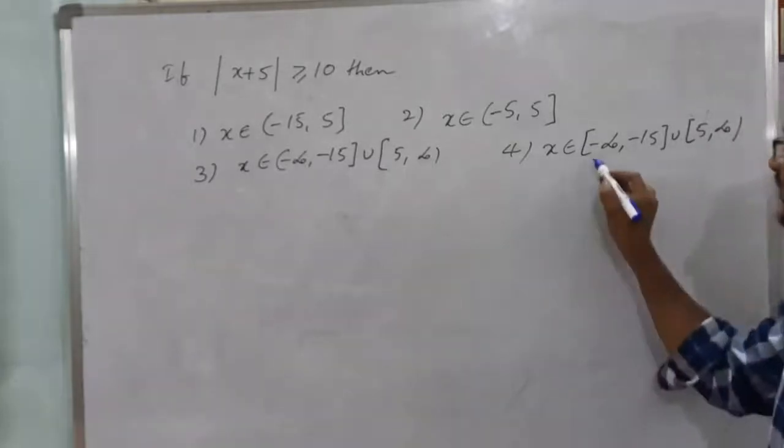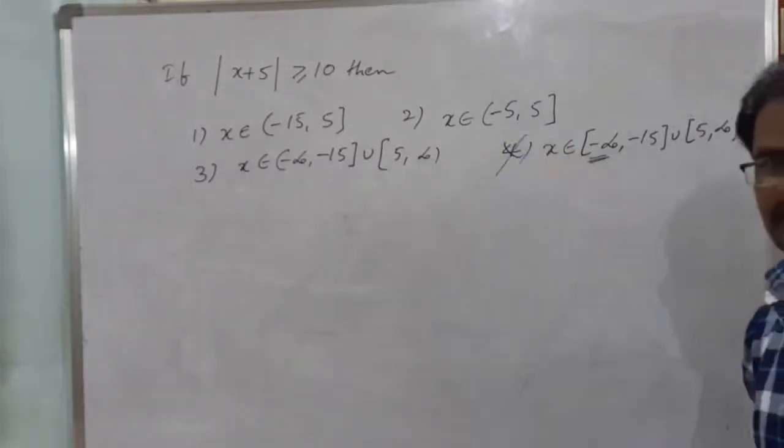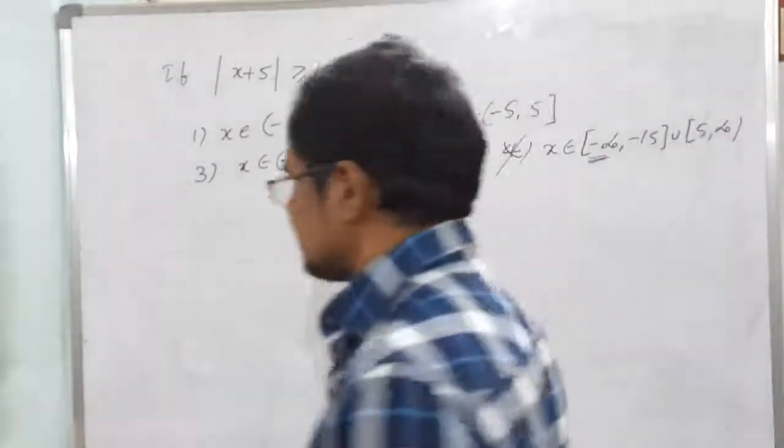See, here infinity is given with a closed interval, which means we can't consider this option, so we can directly avoid that option.